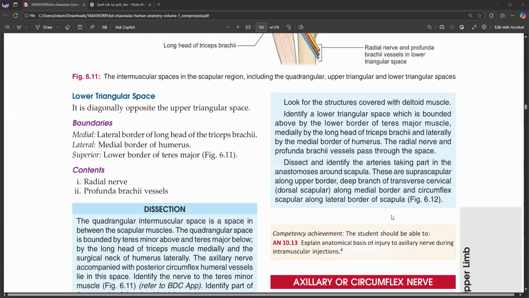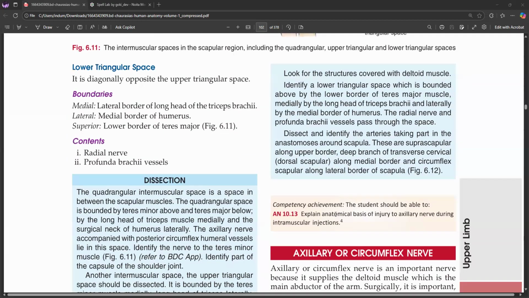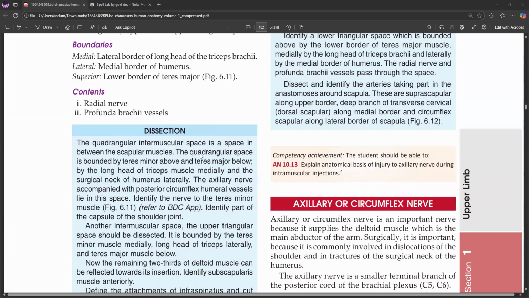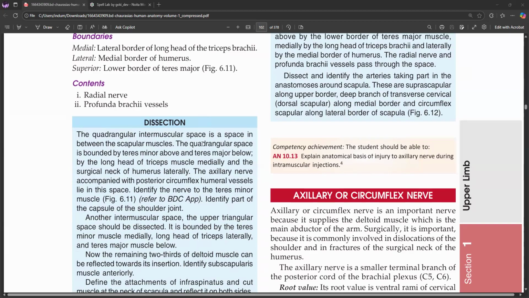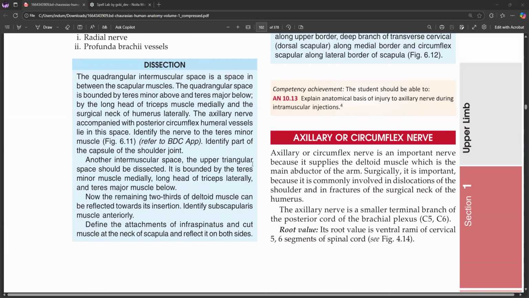Lower triangular space. It is diagonally opposite the upper triangular space. Boundaries. Medial: lateral border of long head of the triceps brachii. Lateral: medial border of humerus. Superior: lower border of teres major. Figure 6.11. Contents: radial nerve, profunda brachii vessels. Dissection. The quadrangular intermuscular space is a space in between the scapular muscles.